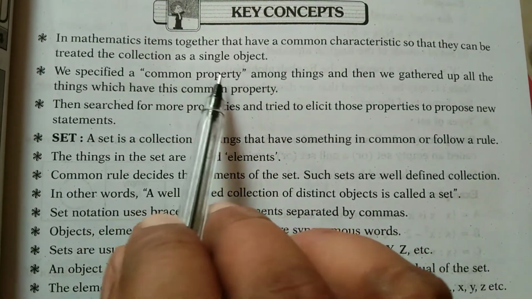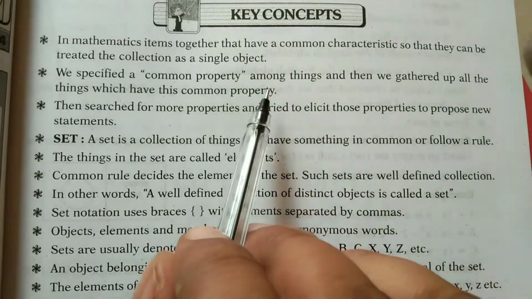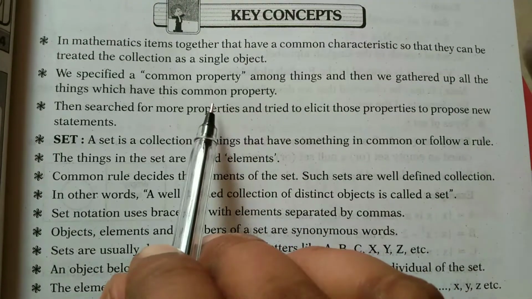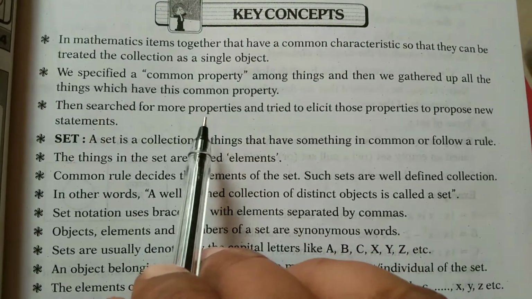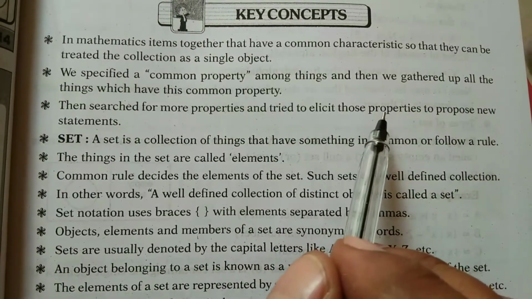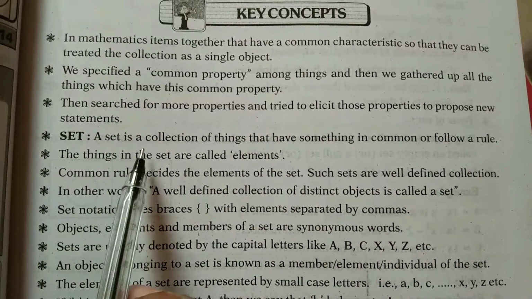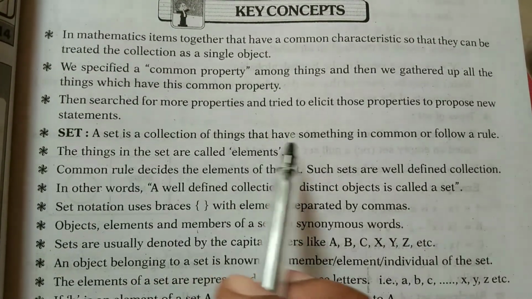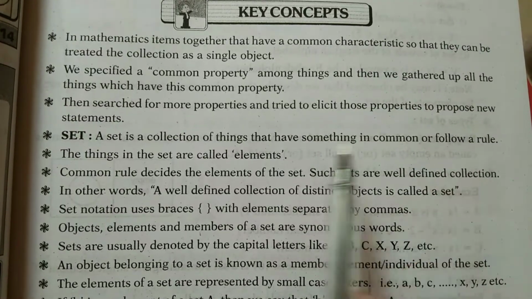We specified a common property among things and then we gathered up all the things which have this common property. Then we searched for more properties and tried to elect these properties to propose new statements. That is called a set. A set is a collection of things that have something in common or follow a rule.